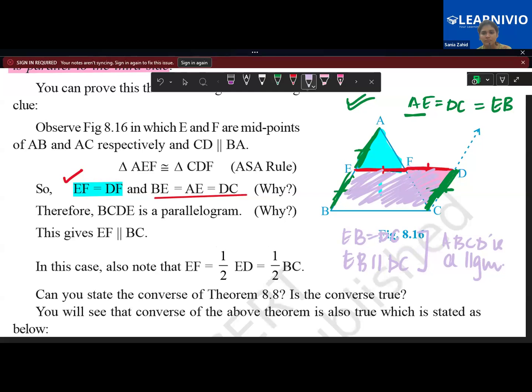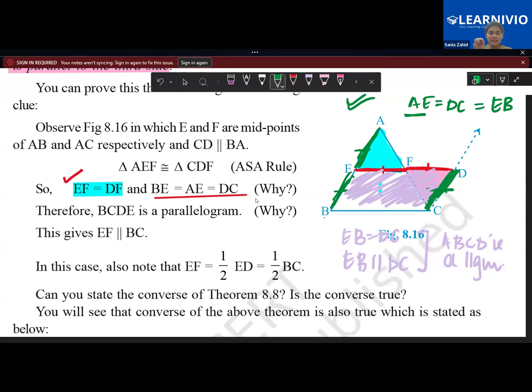It's EBCD because A is not a part of that. I don't understand, Umema. What are you saying? Ma'am, you said ABCD is a parallelogram, but here... Oh no, not ABCD, EBCD. Yeah, this is the purple one that I have marked. Okay, EBCD.